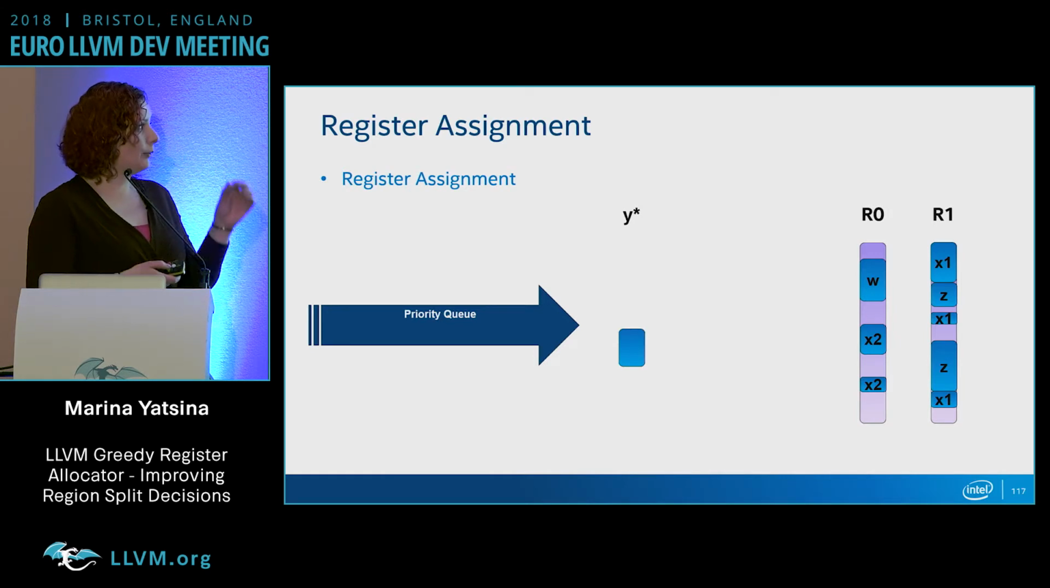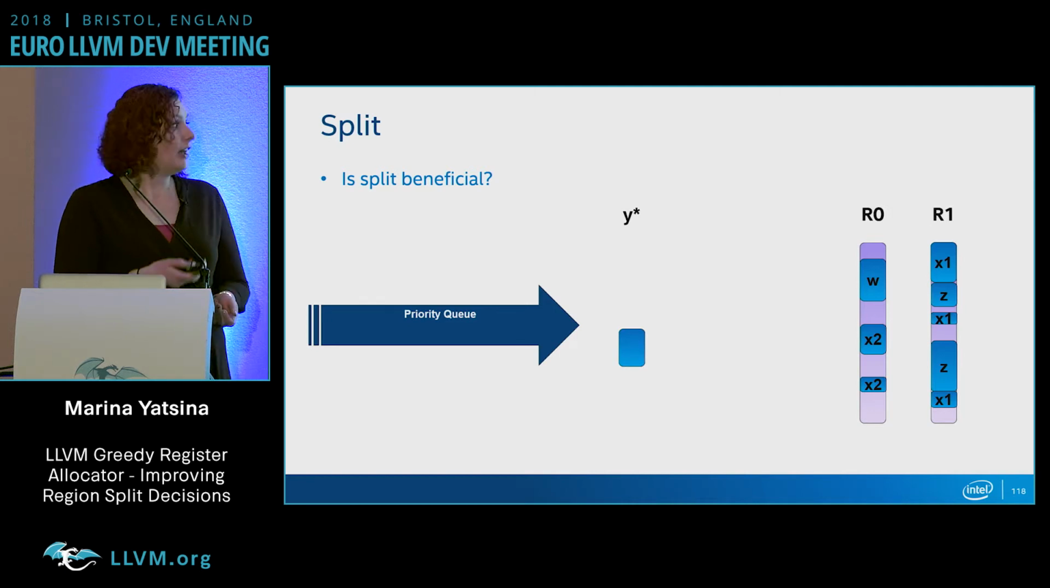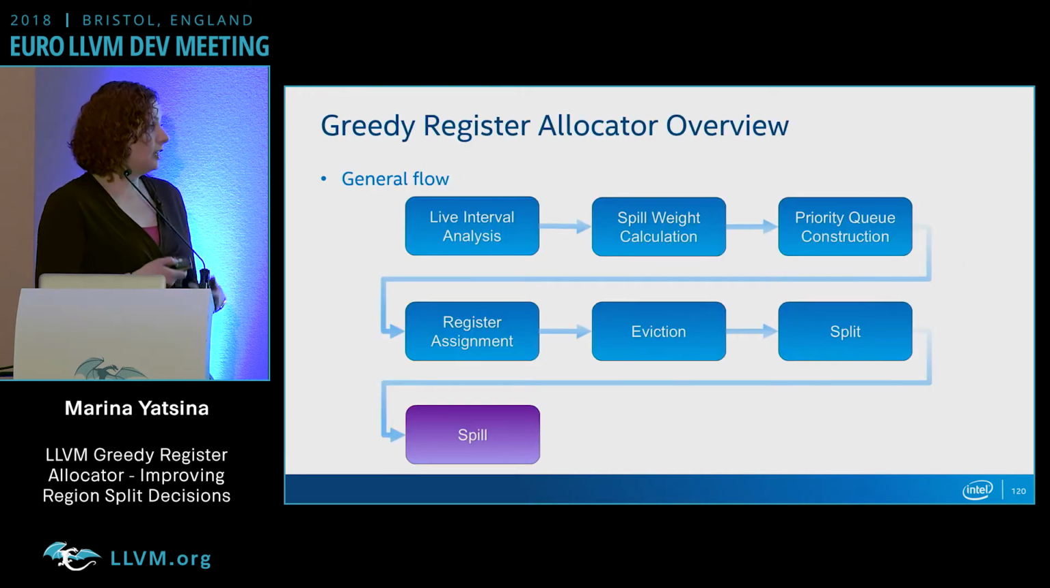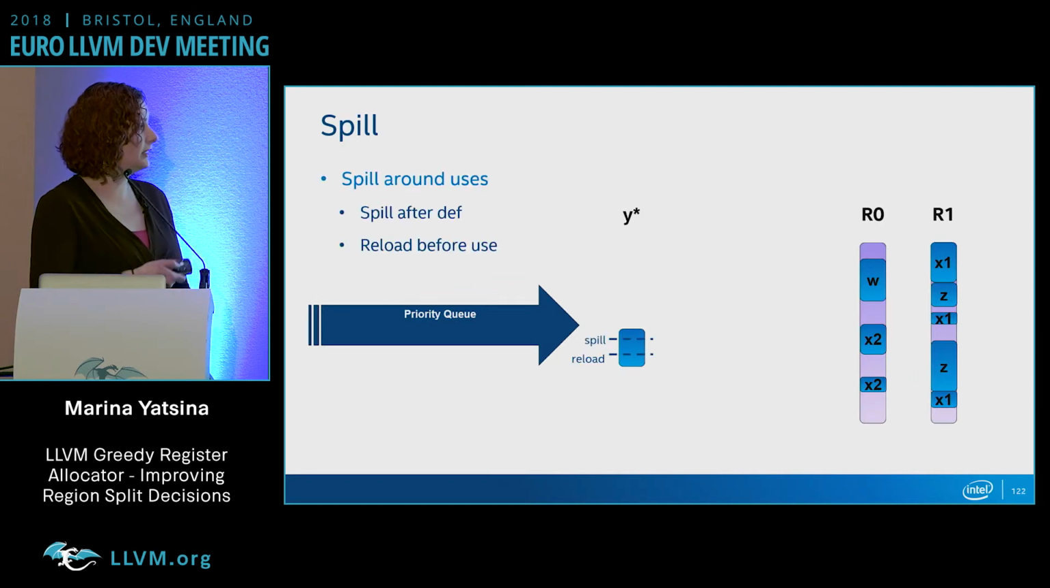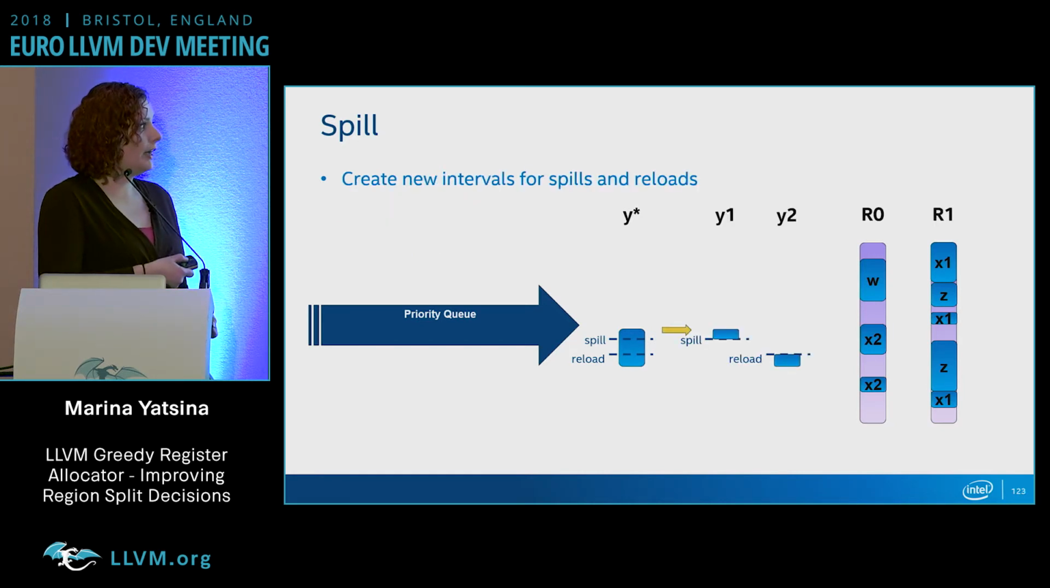And now we're seeing that Y is marked to be split, so we're asking ourselves, is split beneficial again? Let's say, for the sake of example, this time it's not beneficial. So if it's not beneficial, what we're going to try to do is spill Y. Y is spilled around uses: it's spilled after the def and reloaded before the uses. Now Y is spilled and creates 2 new intervals, and the old interval of Y no longer exists.